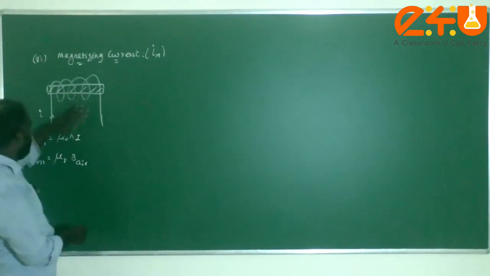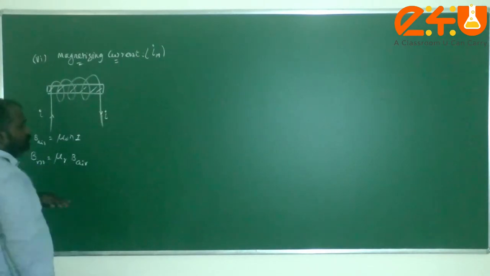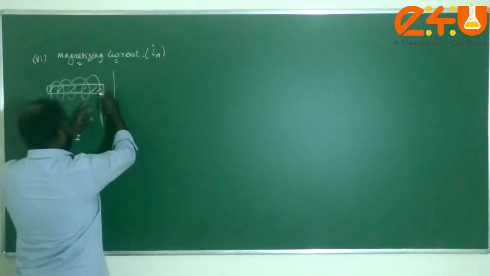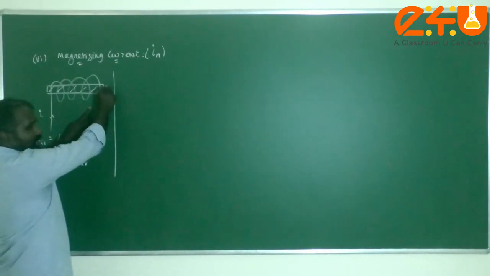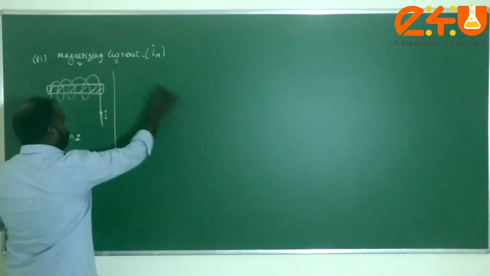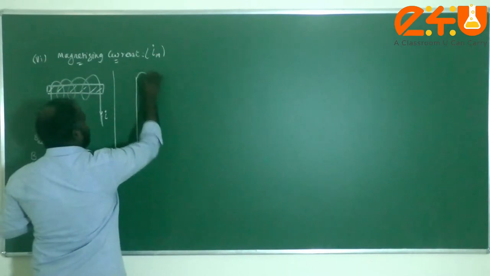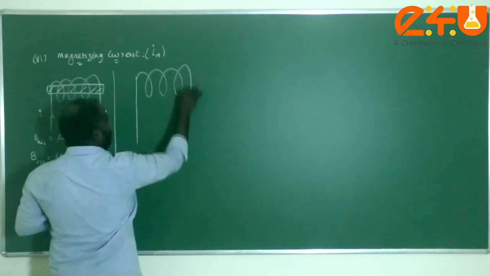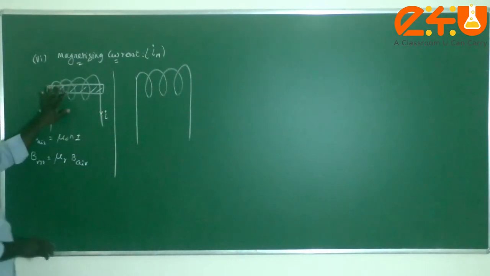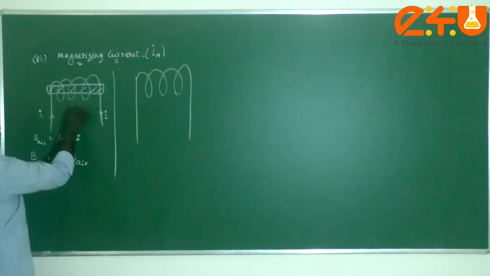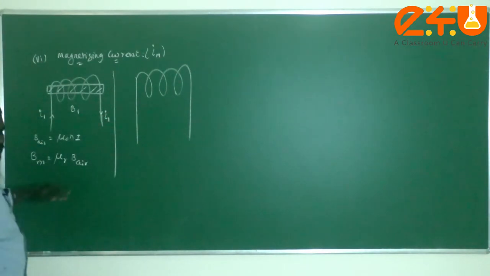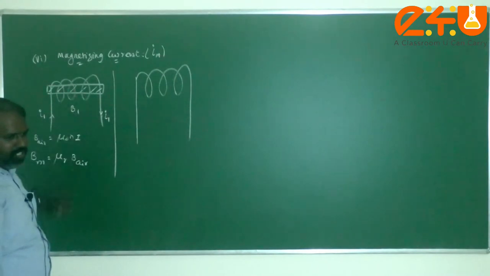During that condition, the current through the solenoid is taken to be I. Now consider the second situation, where the core of the solenoid is removed. Now it contains only an air core. This produces some magnetic field, which I can say is B1. The corresponding current passing through the system is I1. This is the total magnetic field produced by the system.